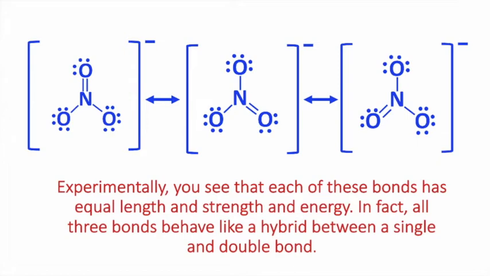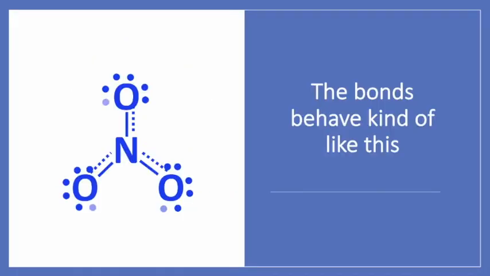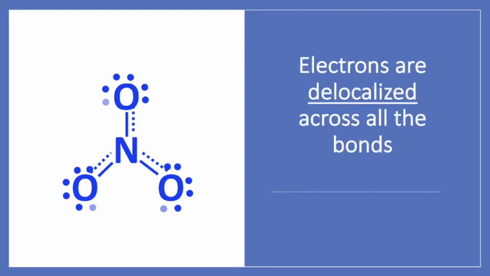In fact, all 3 bonds behave like a hybrid between a single and a double bond. And sometimes people want to represent it like this, where each oxygen forms a single bond with the nitrogen as well as a partial bond. We say that electrons are delocalized across all the bonds. These electrons aren't really shared like we're used to in our little covalent compound diagrams.